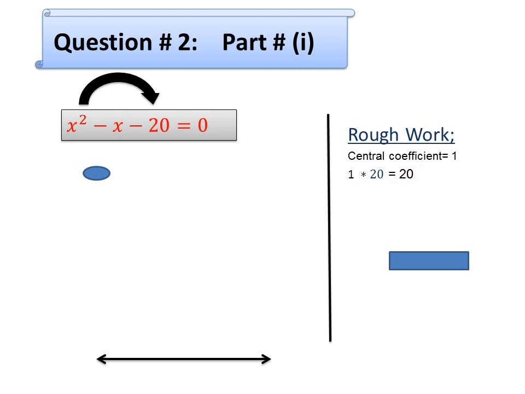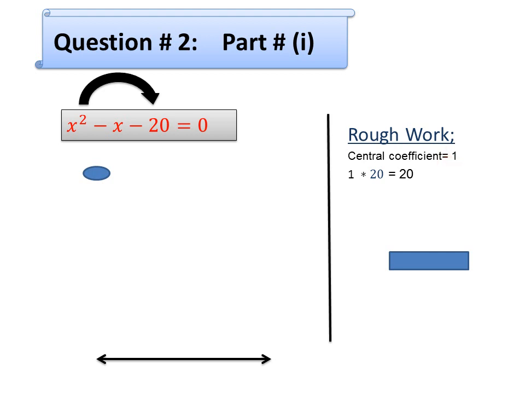Now we will find two factors of 20 in such a way that after multiplication of those two factors we get that answer, and if we add or subtract those factors we get 1, that is the central coefficient. Again I repeat, after multiplication of those two factors we should have this answer, and after adding or subtracting those two factors we must have this answer.